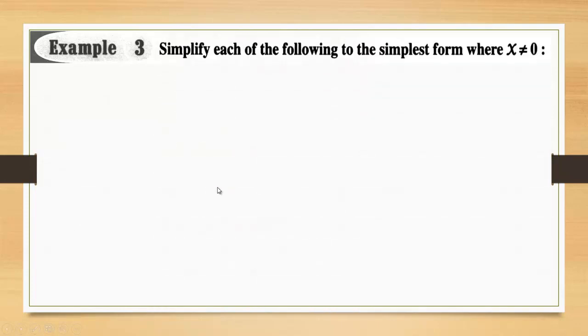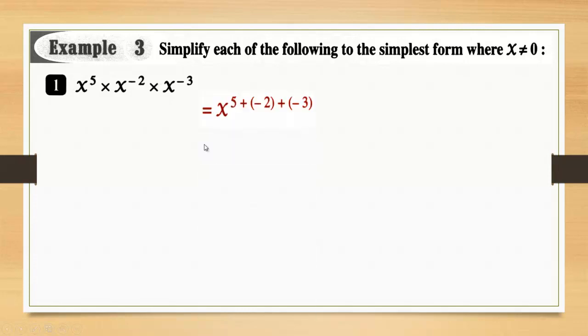Example number 3: simplify each of the following in its simplest form, where x does not equal 0. Number 1: x power 5 times x power negative 2 times x power negative 3. We will put the base and start adding the powers. Put each power with its sign.